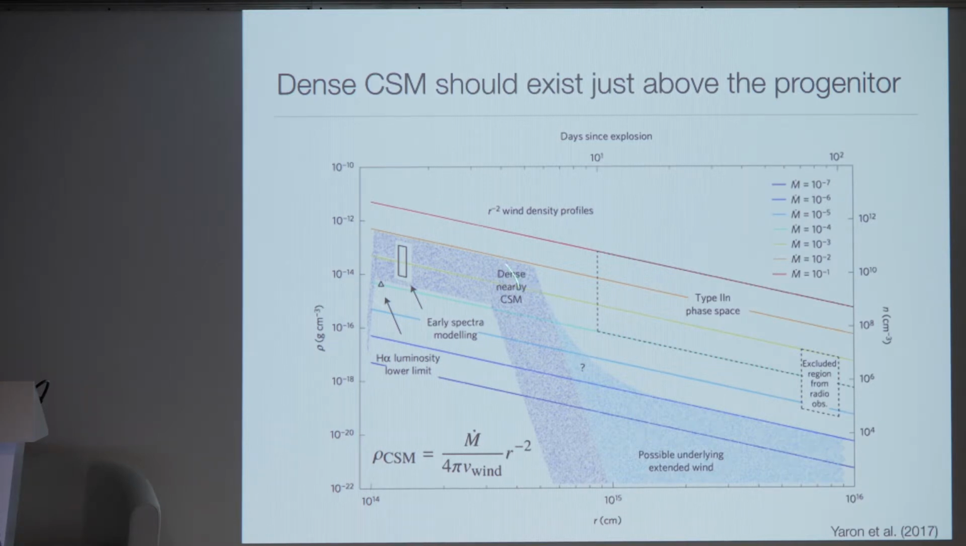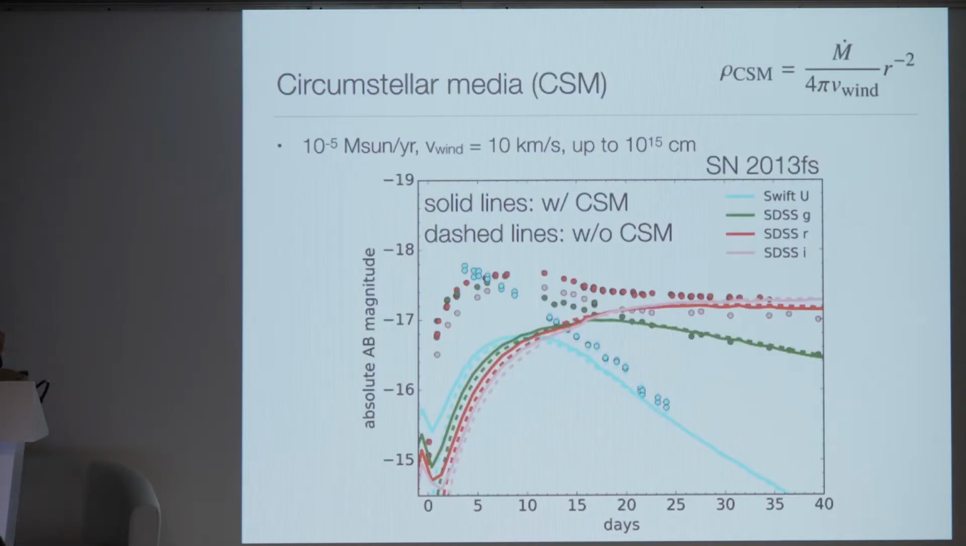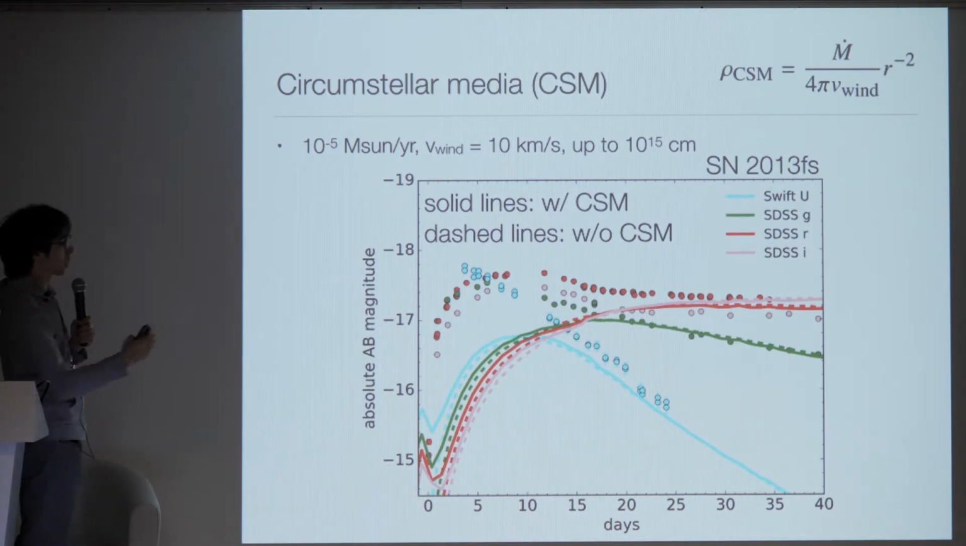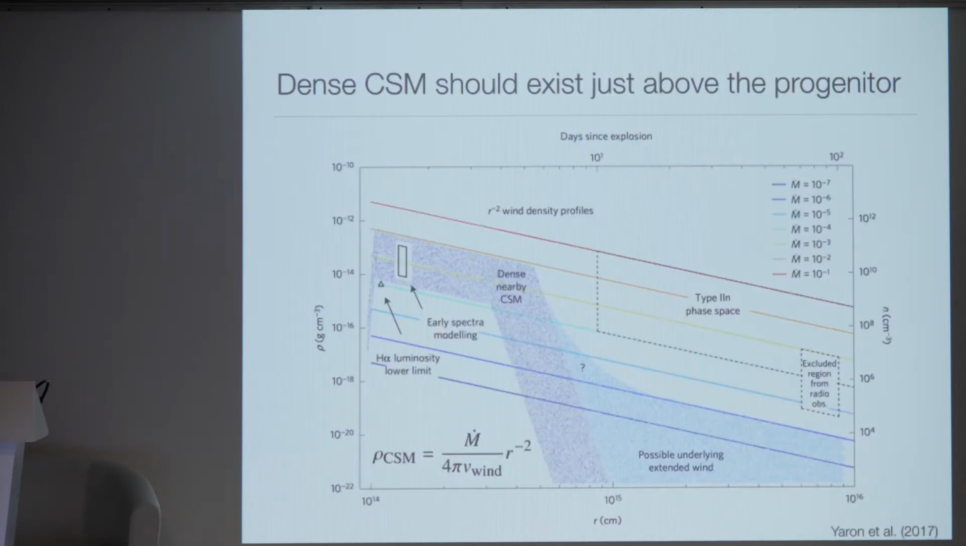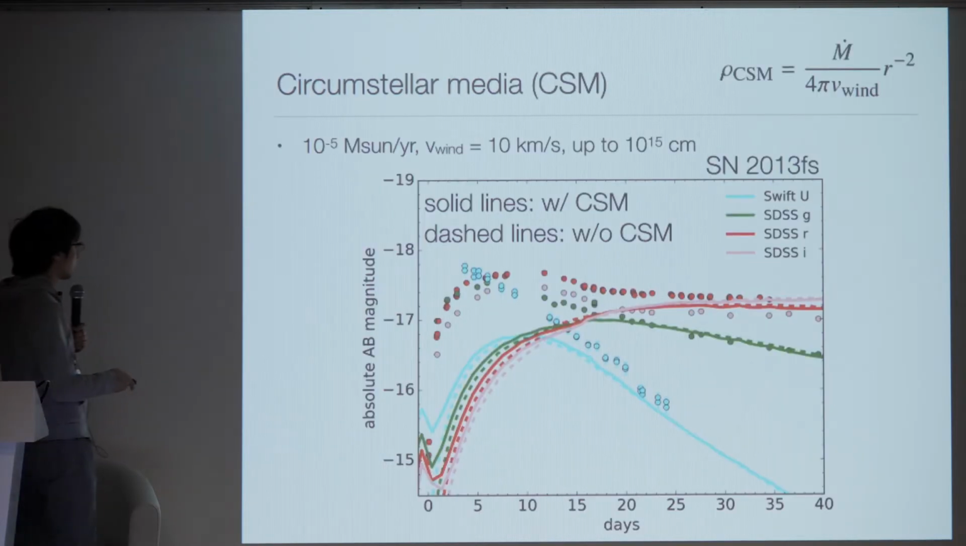So this indicates there should be some dense circumstellar matter sitting just near the progenitor, and not much. This dense circumstellar matter should not be extended much. So that was about the spectra, but let's see how this kind of dense circumstellar matter sitting just above the progenitor will affect the light curve.